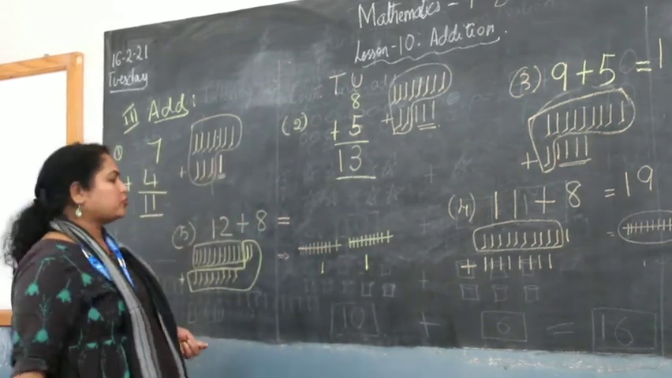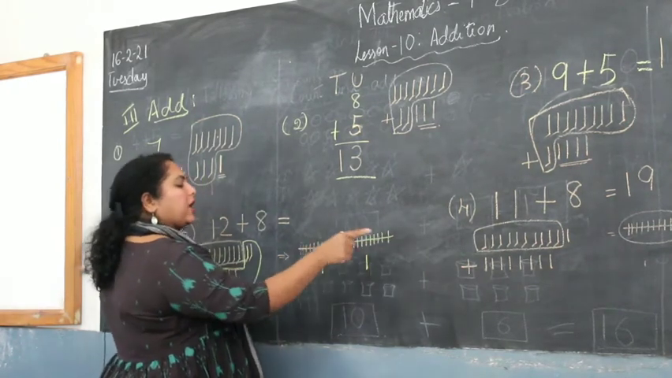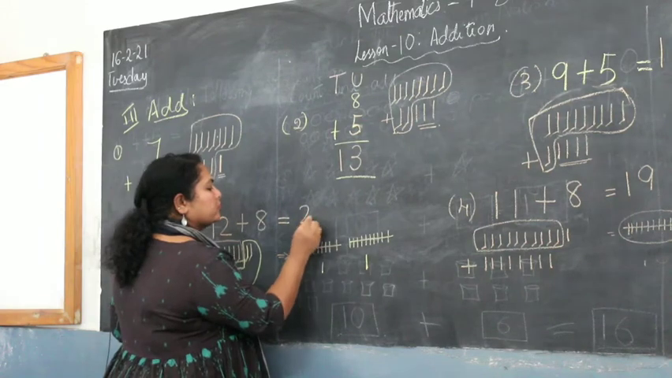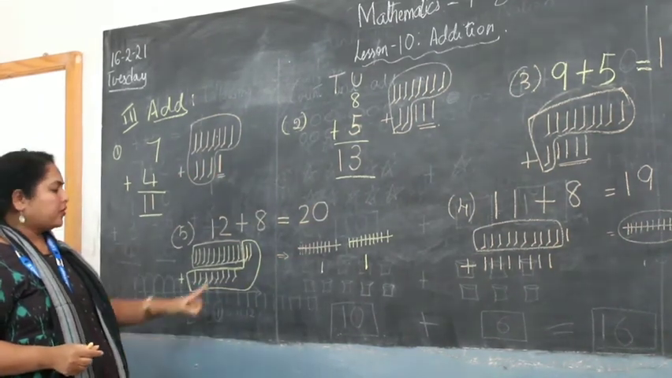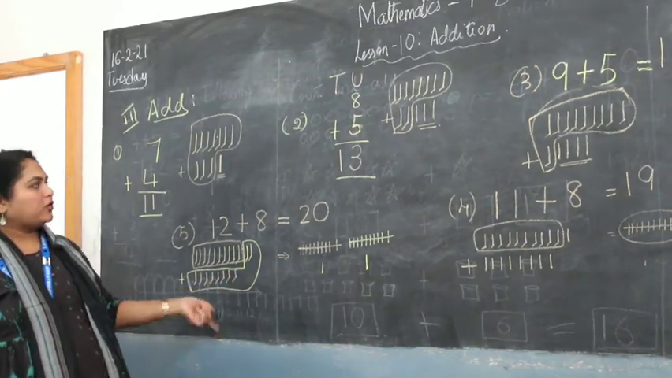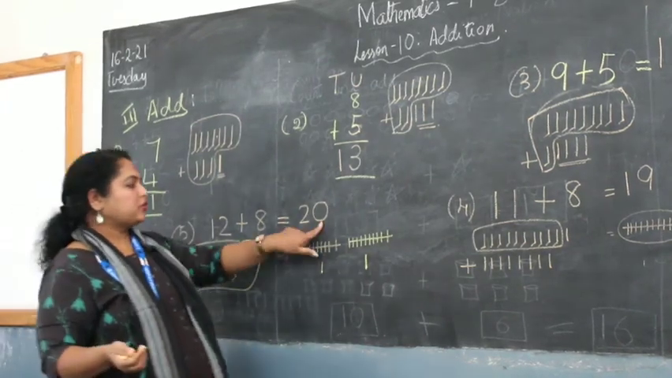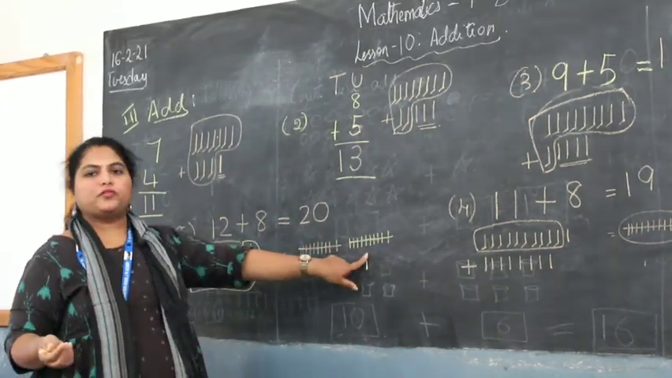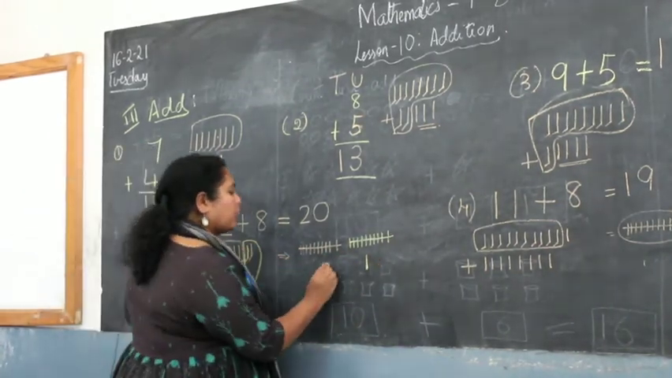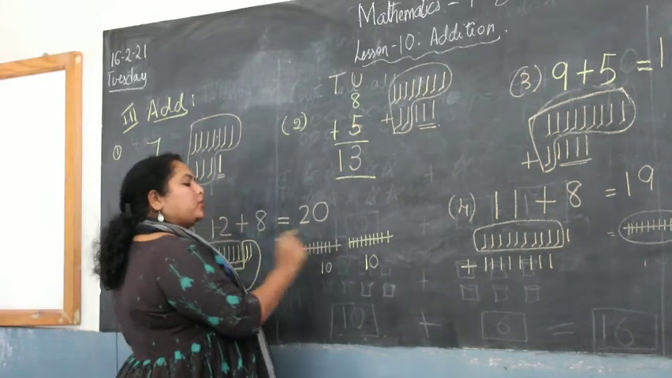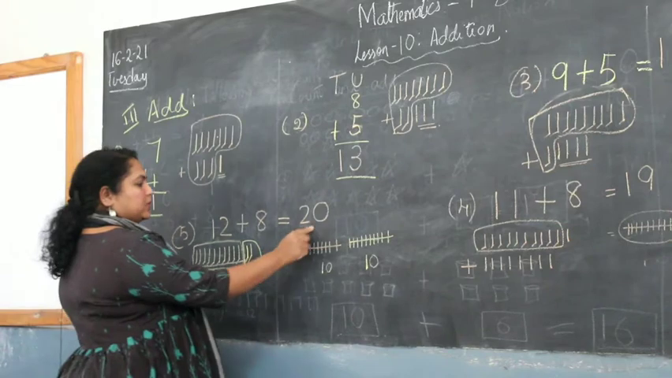So how much does it come to? One group of 10 plus another group of 10, that's 1 and 2. So there are 2 tens and 0 units. We don't have any remaining sticks which are left out. We don't have any single sticks of the units. So we have 0 units and 2 groups of 10. One 10 here, another 10 here. So that gives you 20. So 12 plus 8 is equal to 20.